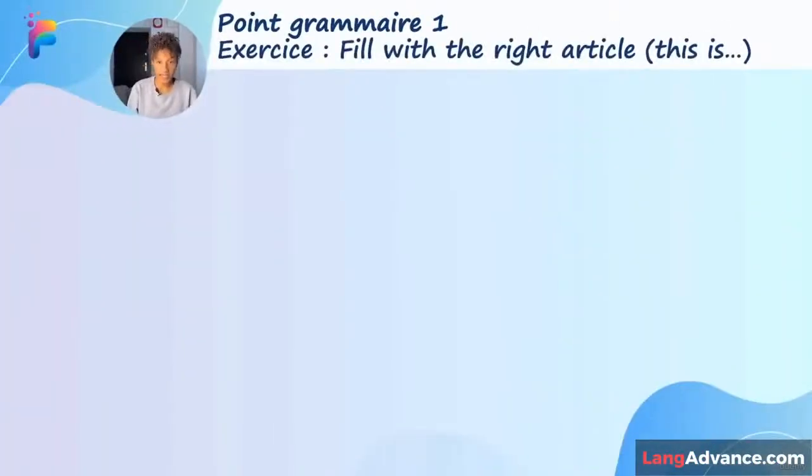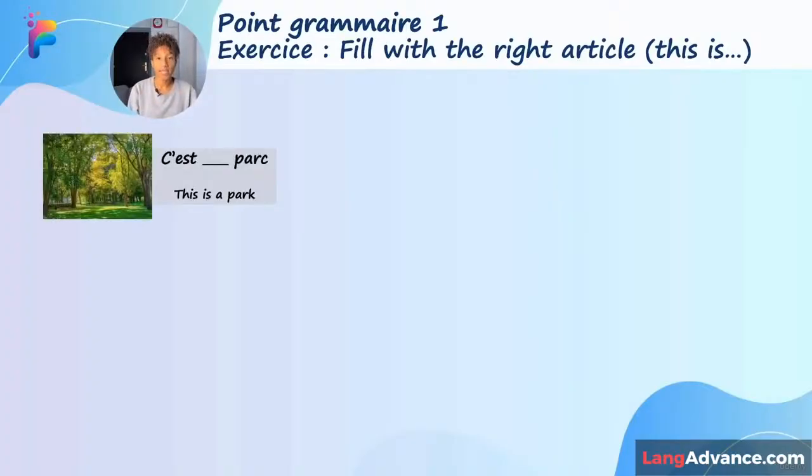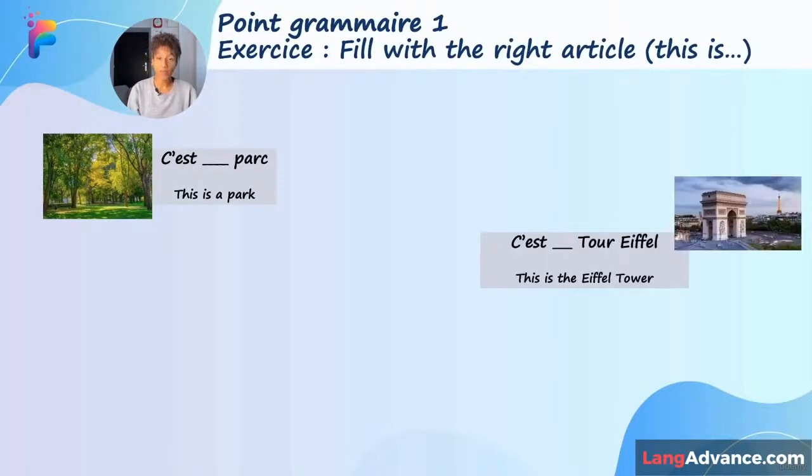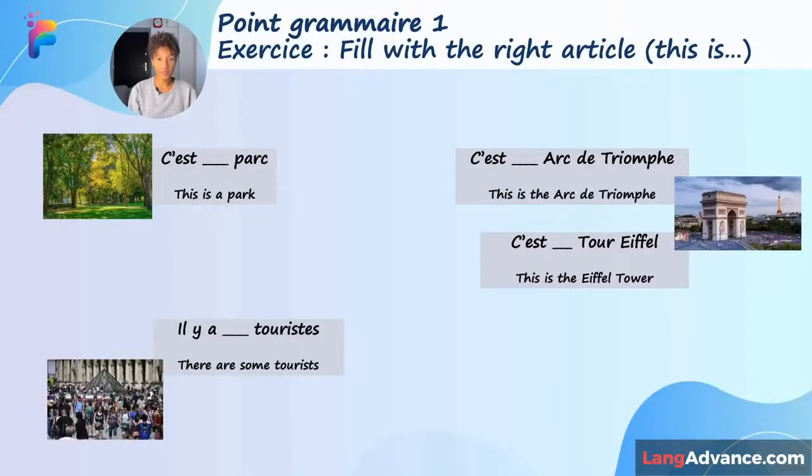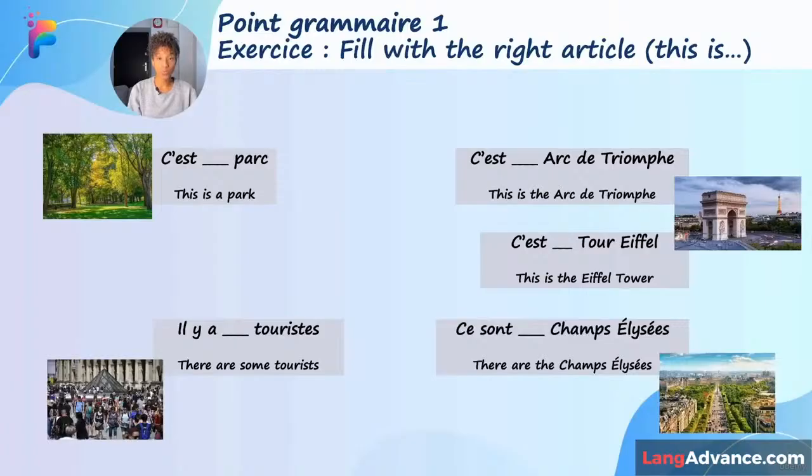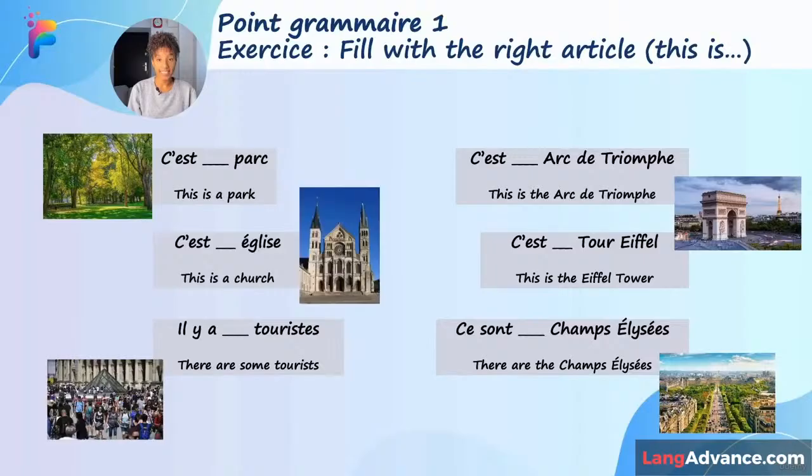Here we have an exercise. And you need to fill in the blanks with the right article. So first let's have a look at all the sentences and then you'll decide what to put. First one, c'est parc. C'est Tour Eiffel. C'est Arc de Triomphe. Il y a touristes. Ce sont Champs-Élysées. C'est église.